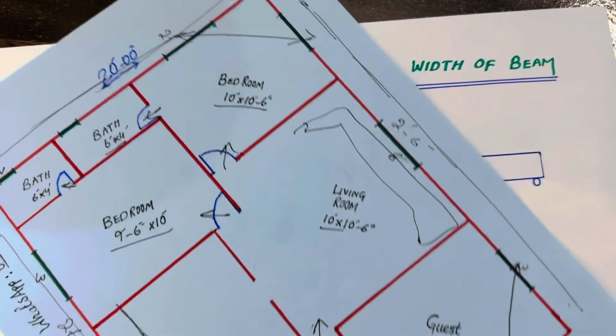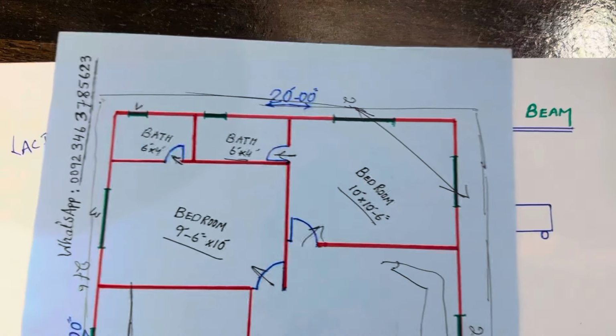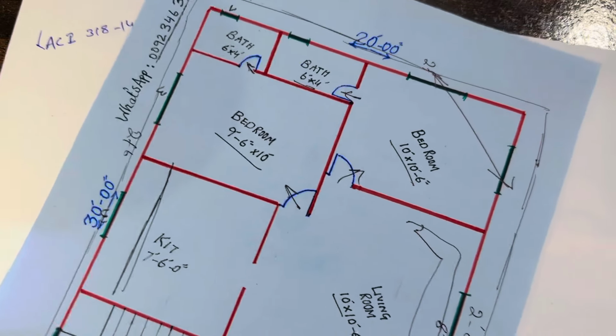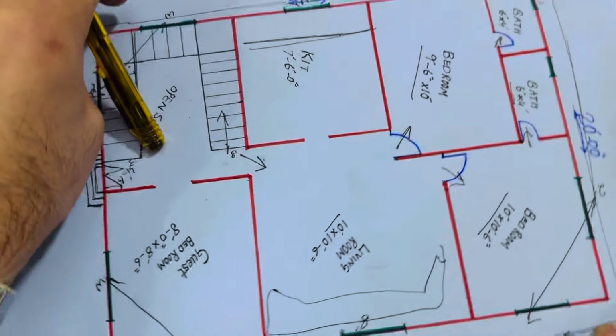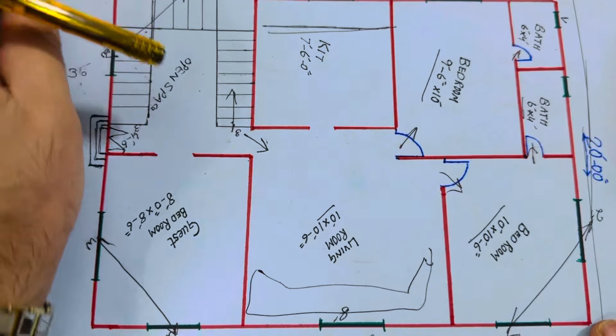So this is the way, step by step, to draw a house plan in the dimensions of 20 by 30 feet. Hope this short video can help you. You can take a screenshot from this if you need.